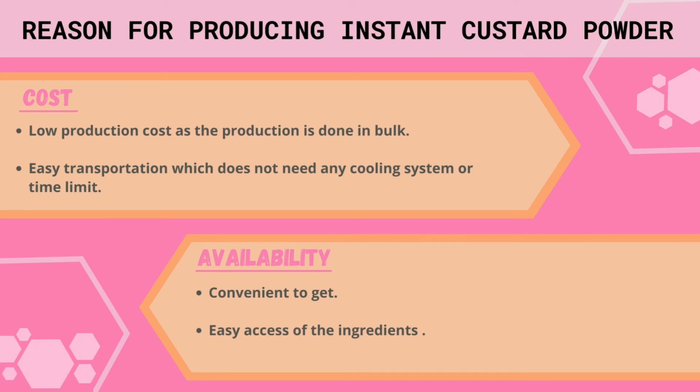Cost. The cost of production is also lower as the process is done in bulk. The process for transportation can also be safe as it doesn't need any special requirements such as a cooling system. Also, the type of transportation can be varied because the food has a longer shelf life. As for the availability, the instant custard powder is convenient to find and the ingredients used are also easy to access.